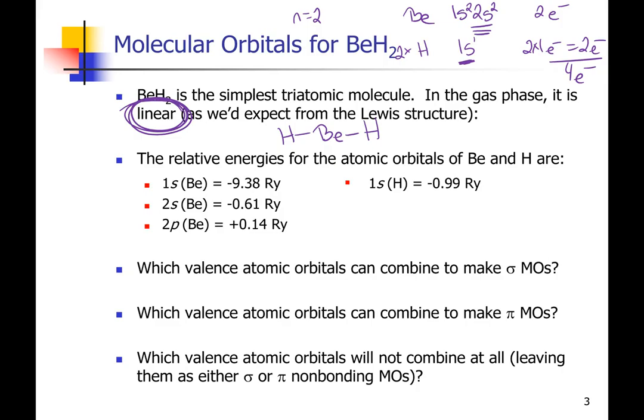As soon as we get past the diatomics, you have to draw the Lewis diagram first, and you have to use VSEPR to figure out the geometry of the atoms, because you can't assign sigma and pi until after you know the shape of the molecule.